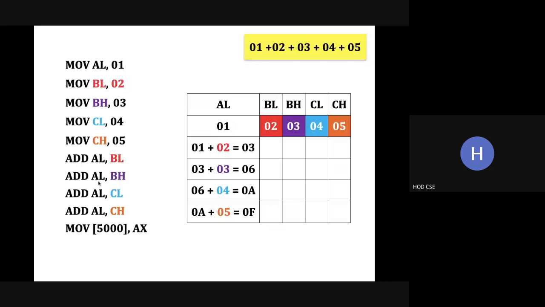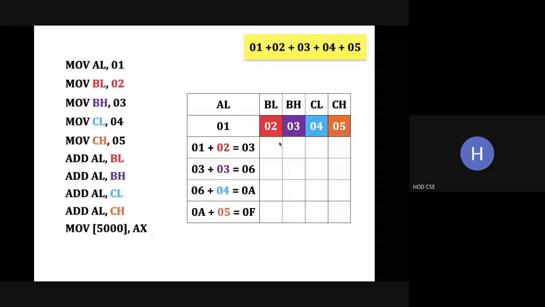Next is add AL comma BH. BH is added here, so we get the answer 06. Next is add AL comma CL. So 04 is added here and the result will be 0A. And next is add AL comma CH. CH is added and the result is 0F. That will be transferred to the memory.